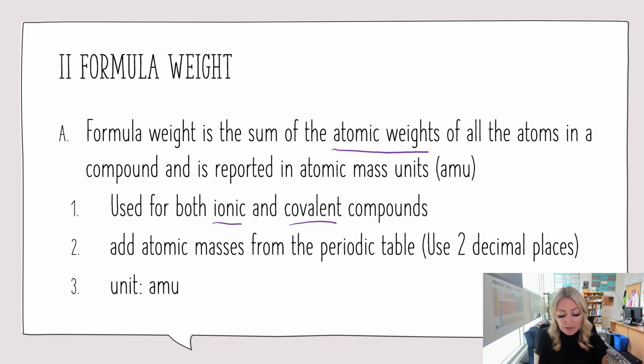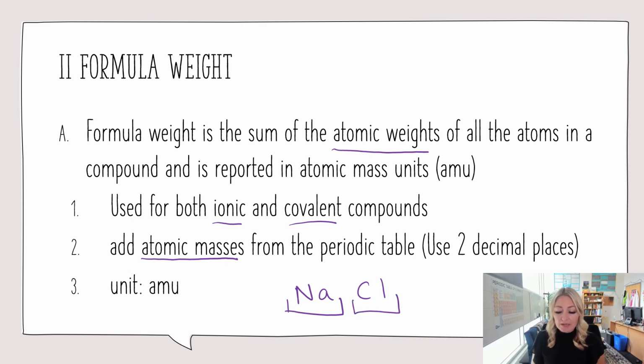To find a formula weight, we're going to add the atomic masses from the periodic table. So for instance, if I had sodium and chloride, I would find the average atomic mass off of the periodic table, and I would add that value to the average atomic mass for chlorine. We will be reporting our masses to 2 decimal places. So we're not worried about sig figs. We want to report out to 2 decimal places. That may mean that you need to round. And the unit for formula weight is atomic mass units, or AMUs.